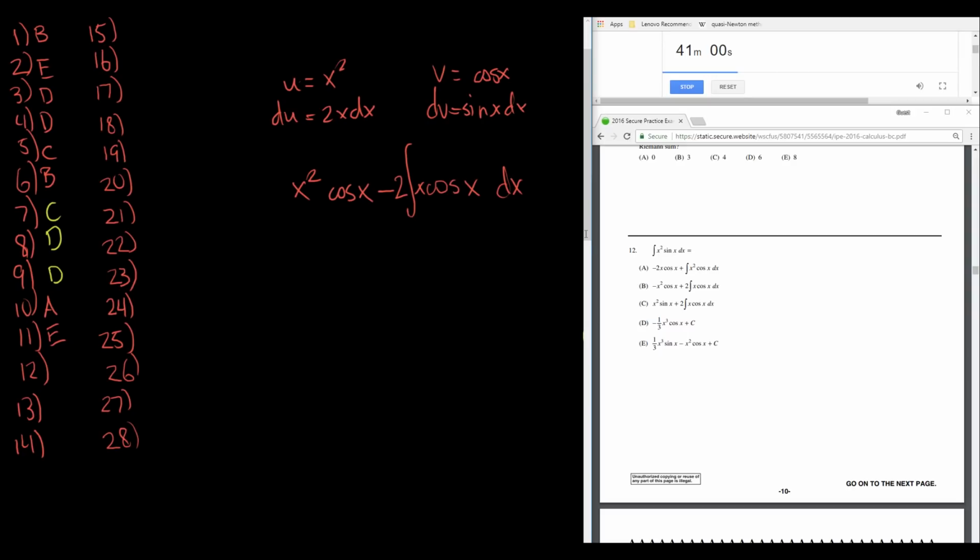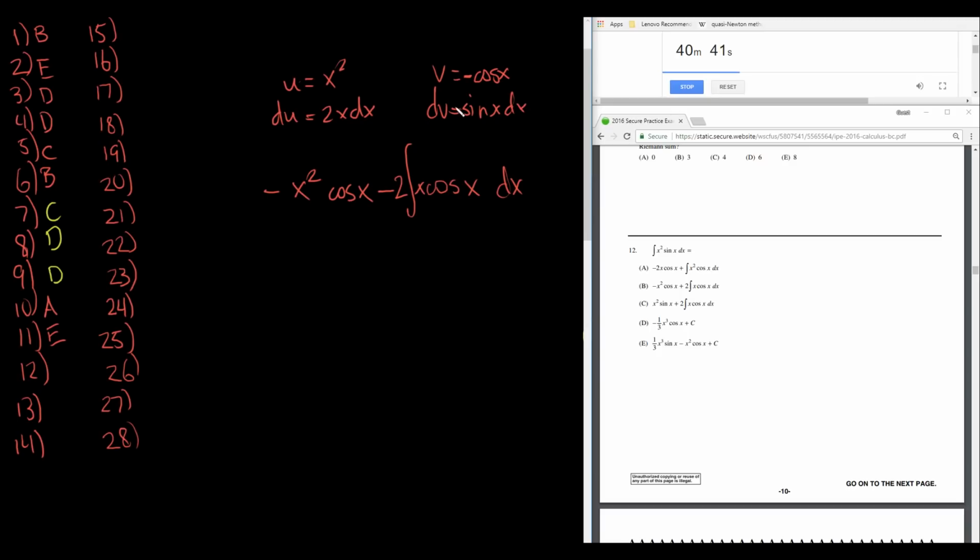Wait a minute, am I doing something? Yes, I am. Okay, don't do that. Integral of sine of x is negative cosine x. So it looks like the answer is B because we have negative x squared cosine x.